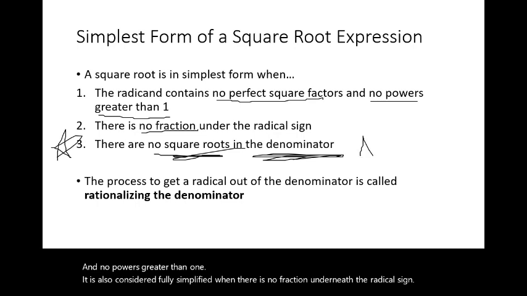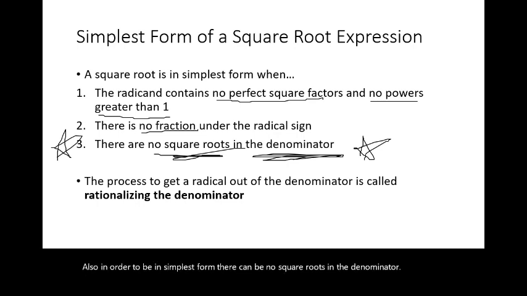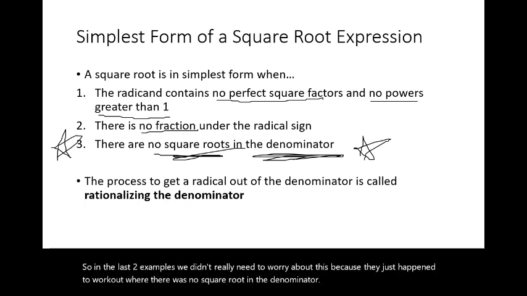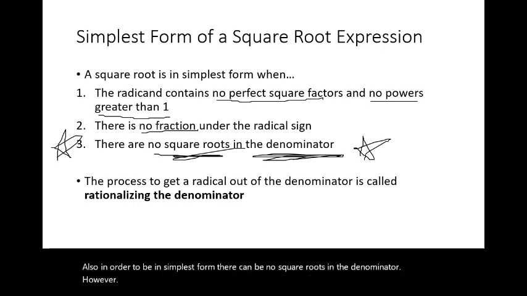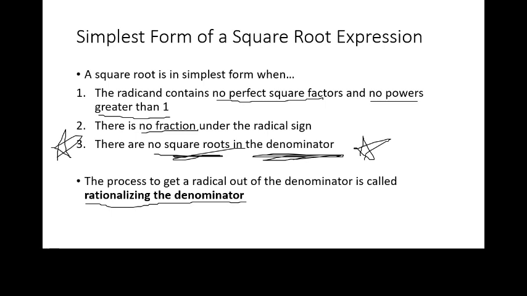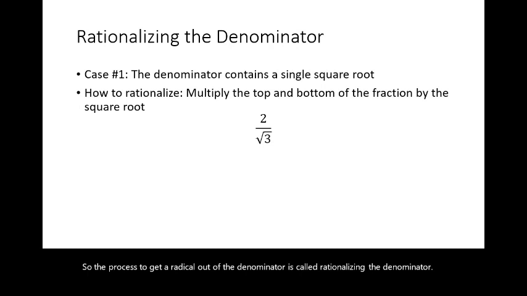So, in the last two examples, we didn't really need to worry about this because they just happened to work out where there was no square root in the denominator. However, if there is ever an instance where you have a square root in the denominator, you must get rid of it in order to call it fully simplified. So the process to get a radical out of the denominator is called rationalizing the denominator. And there are two cases for rationalizing the denominator. Depending on what's in your denominator, you will do different things.